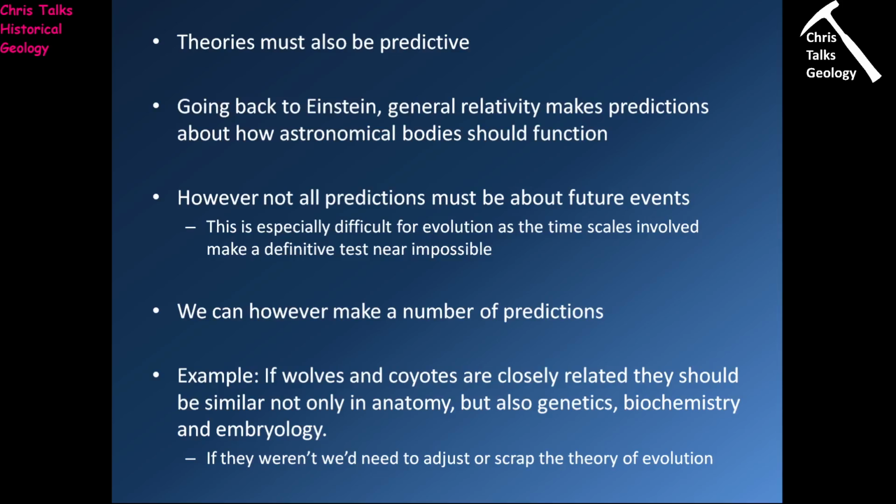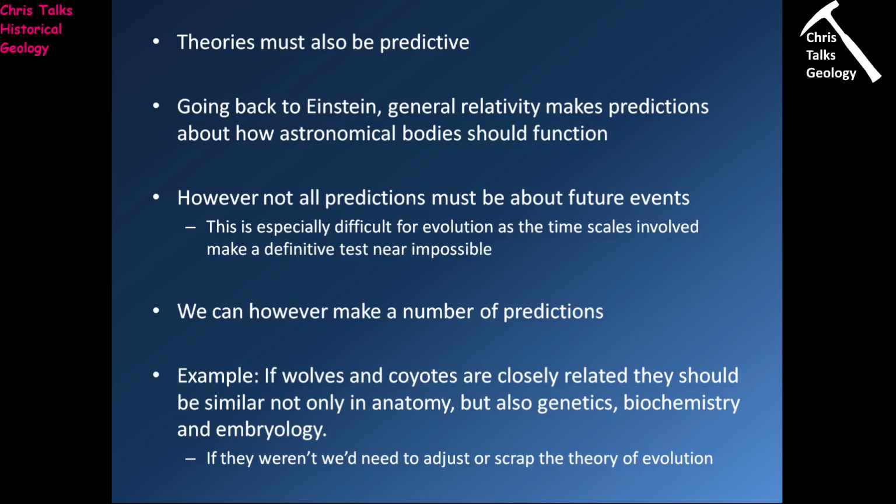So the predictive capacity of theories is one of the most helpful things. Going back to Einstein and general relativity, it allows astronomical organizations like NASA to make predictions about what they're going to see when they do their analysis of things like distant galaxies, stars, etc.